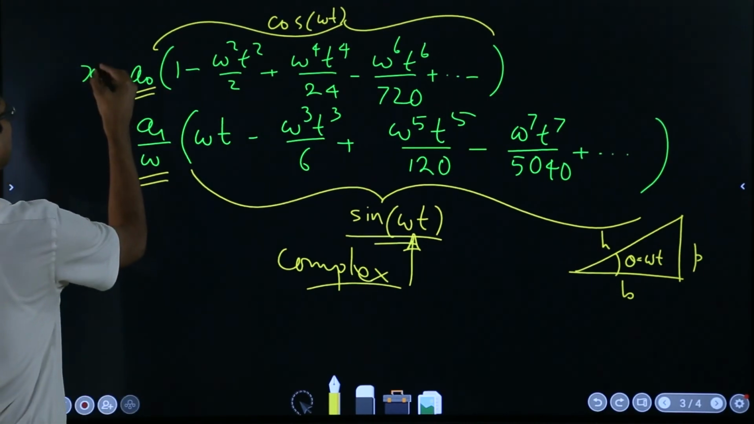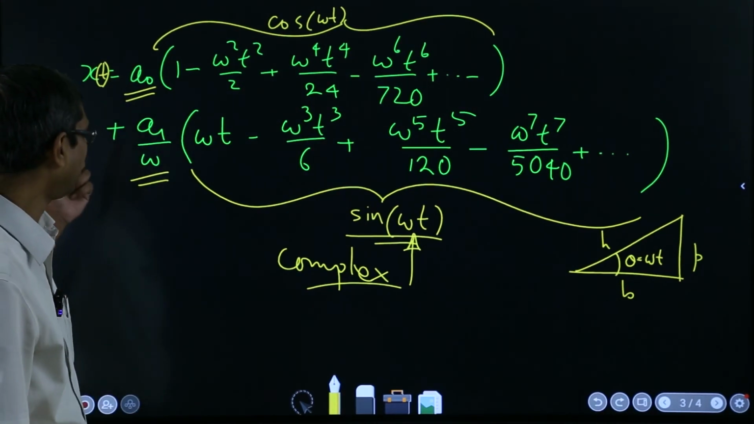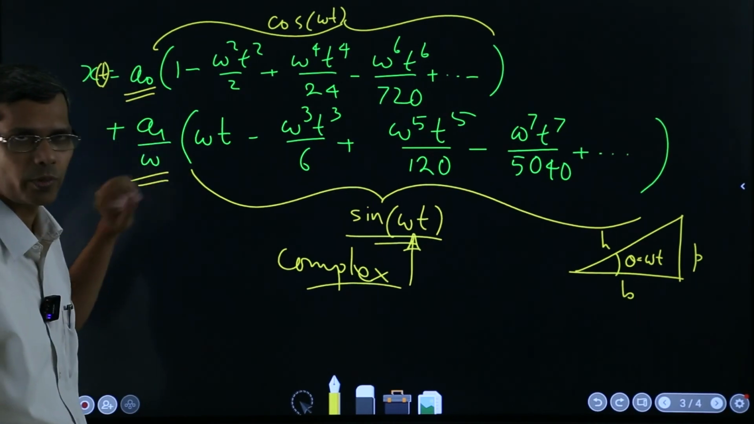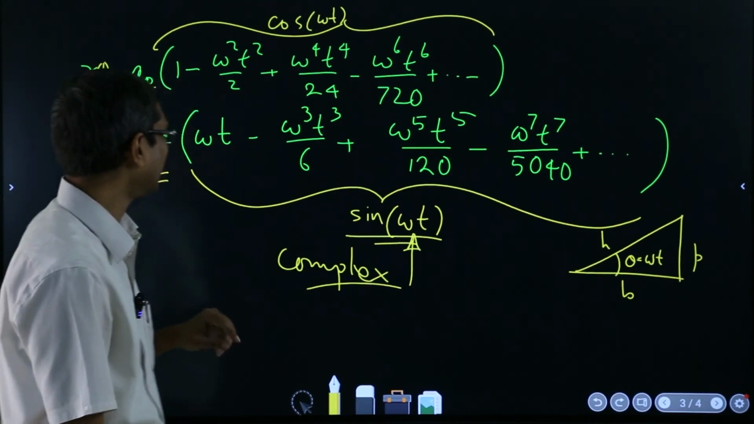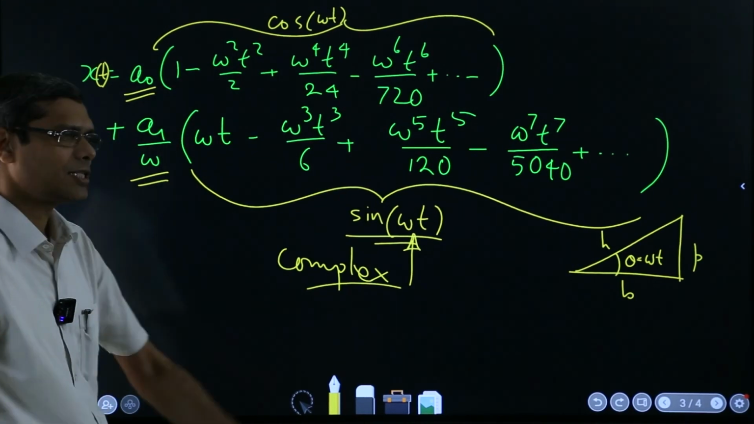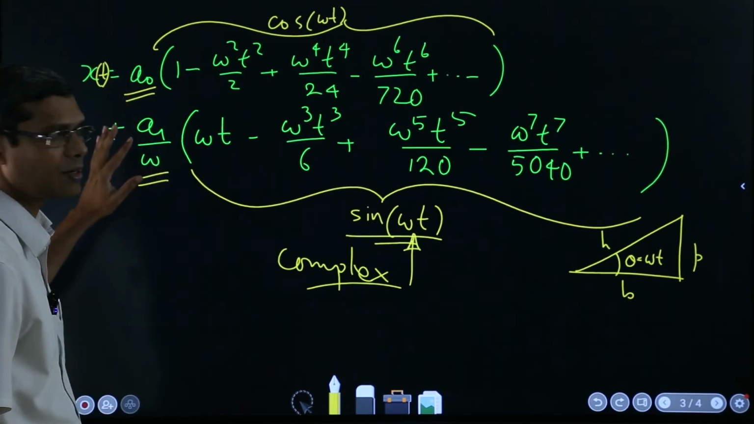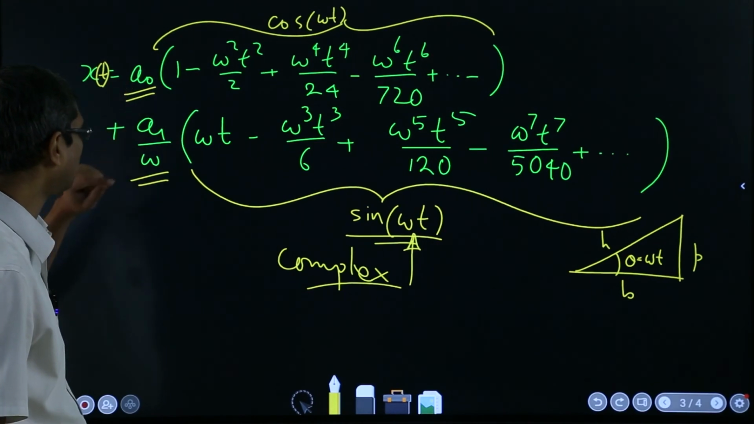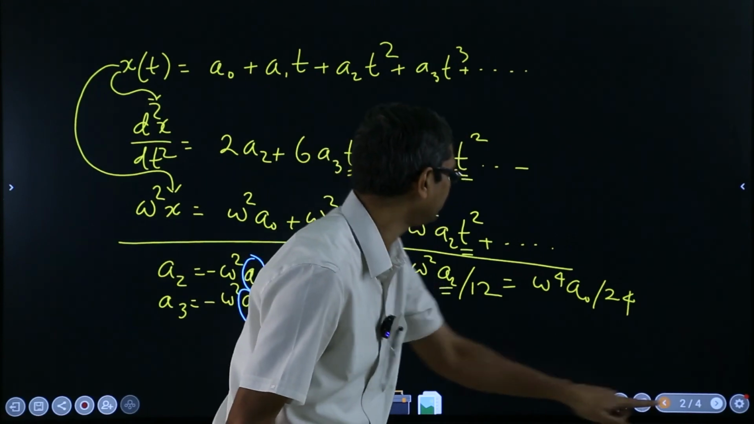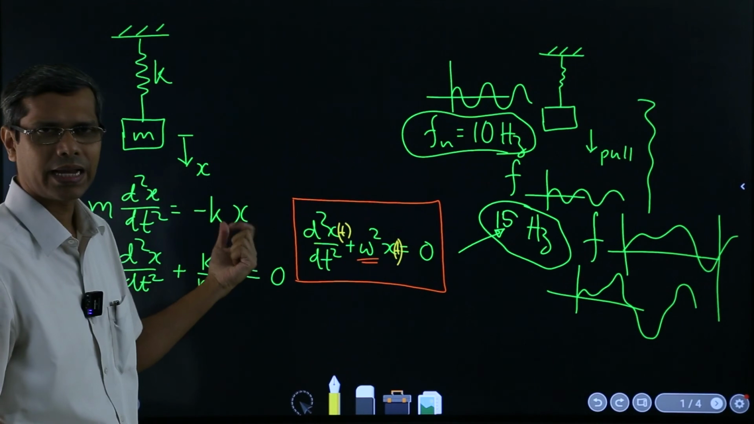So I should write it here t, right. So explicitly, x is a function of time. You can evaluate only when you know a0 and a1 over omega. But this is the algebraic way of dealing with it, what about their physical meaning? What about this a0 and this a1, and what do they have to do with this pulling and hitting business?